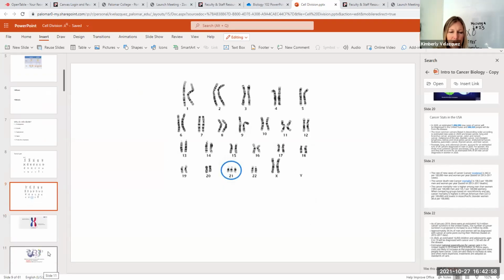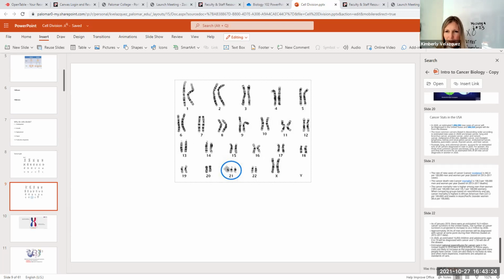Here's a trisomy 21 karyotype. This individual is female. They have 2 X chromosomes and no Y, and they have an extra chromosome 21 in every cell of their bodies. This happened due to non-disjunction during meiosis.